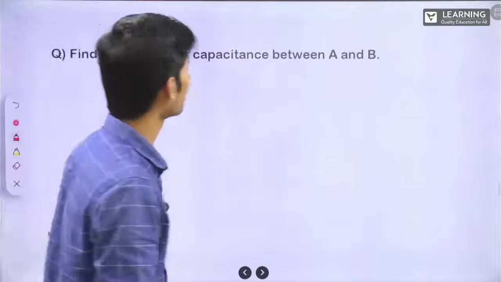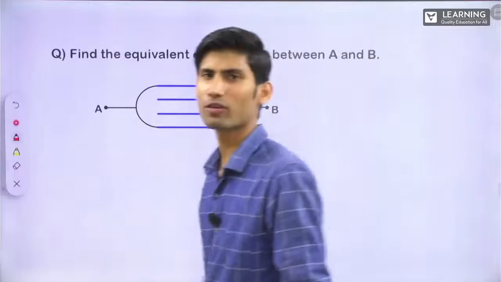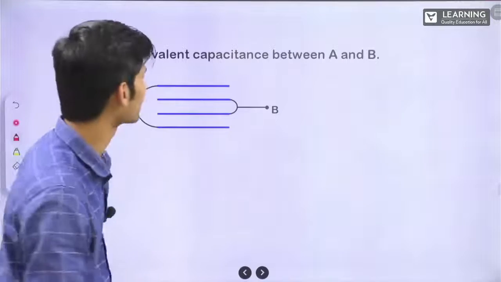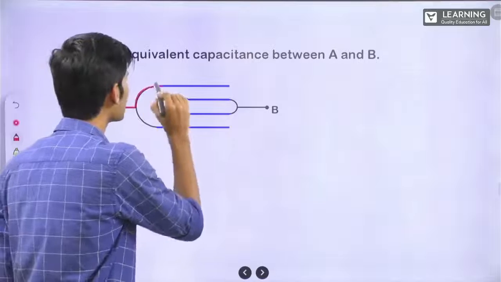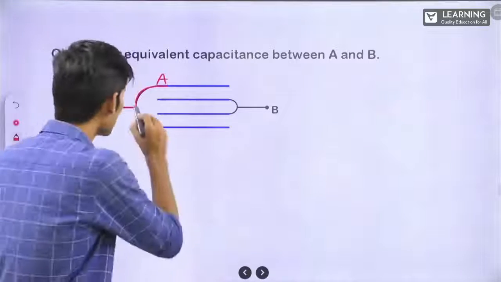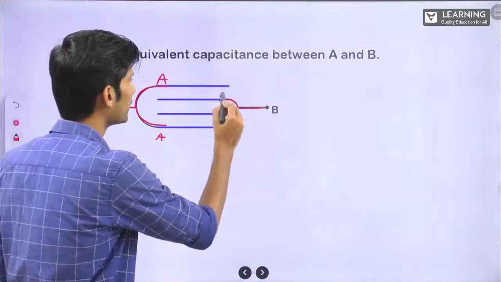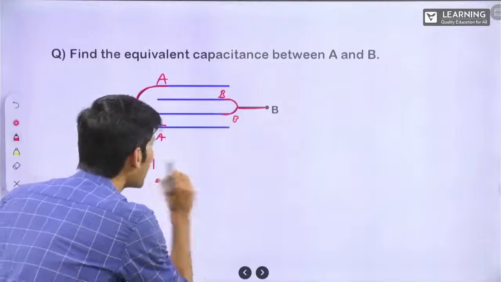Find the equivalent capacitance between A and B. This time, this is the connection. Try solving it on your own. I'm doing it here. You try on your own. If the answer is the same, pat yourselves. Fine. So now if this is A, this is also A. This plate is also at A. This is B, this plate is at B, and this plate is also at B. Now there are 2 points, A and B.